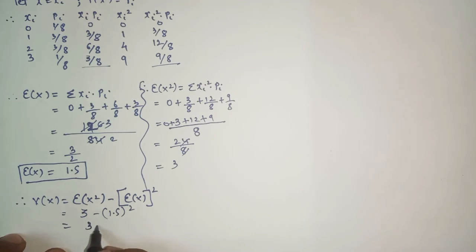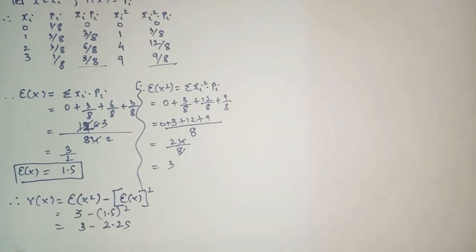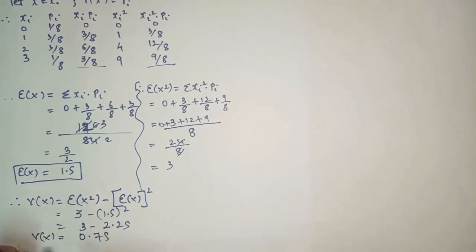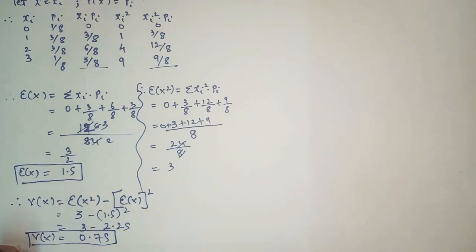So this will be 3 minus 1.5 into 1.5, that means 15 square is 225. So you will get 2.25. Now when you subtract 3 minus 2.25, here you will get 0.75 as the answer. And here there is no need of writing any unit like centimeter or meter. So in this way you will present your sum.